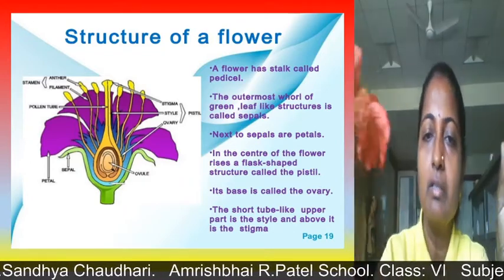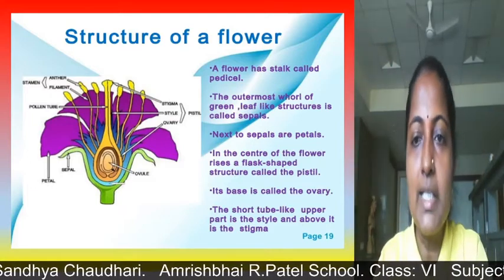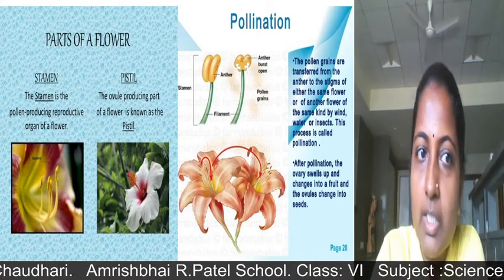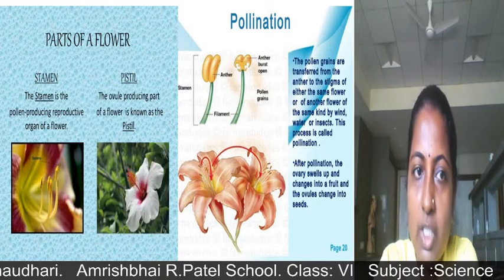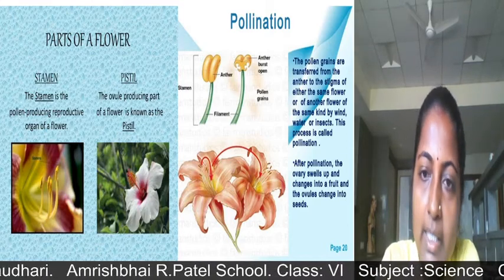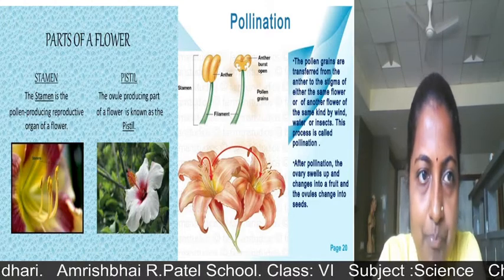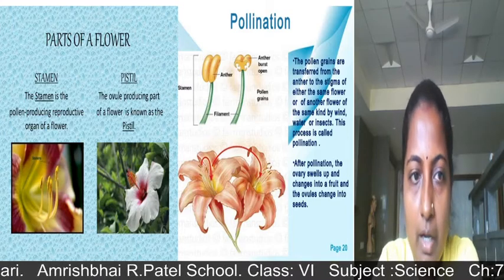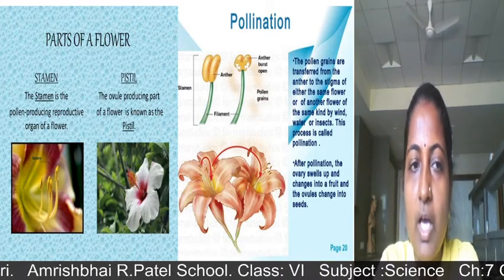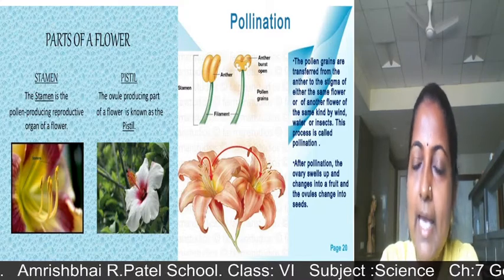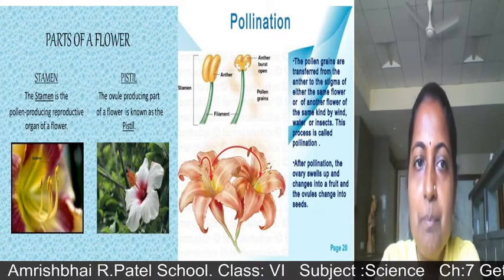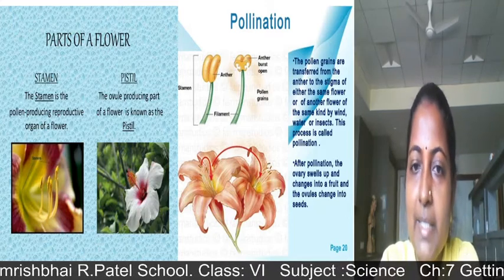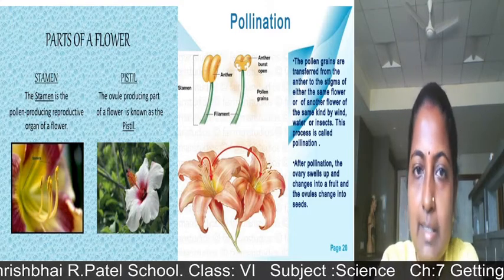Now we will see each part of a flower by dissection of the flower. First of all, we will take an introduction of which is the female reproductive part and which is the male reproductive part of a flower. Stamen: the stamen is the pollen producing reproductive organ of a flower. That is, the male reproductive organ of a flower is called stamen, and it contains anther and filament. And pistil, the ovule producing part of a flower, is known as the pistil. Pistil consists of ovary, style and stigma.